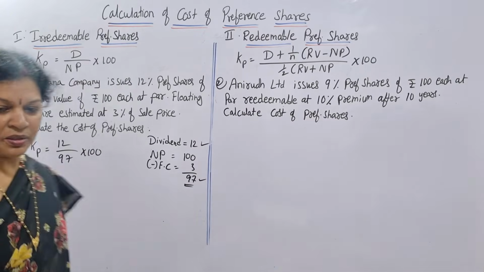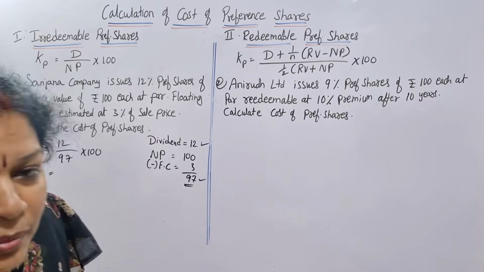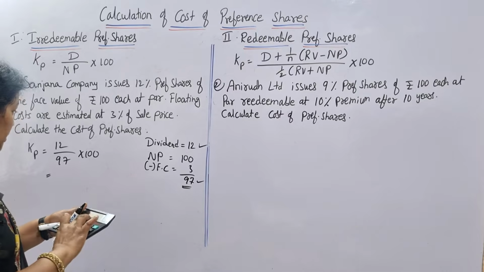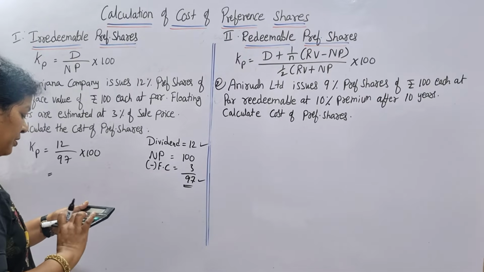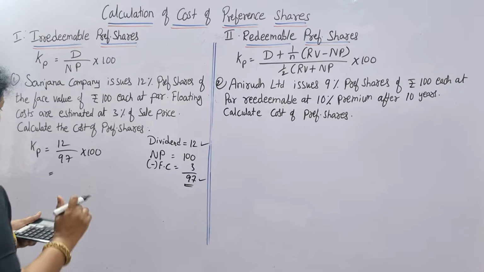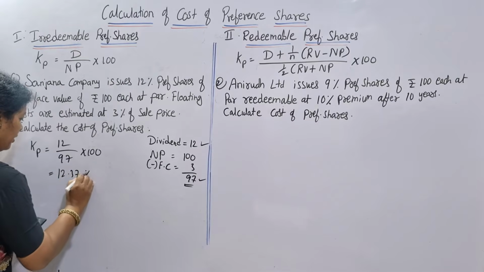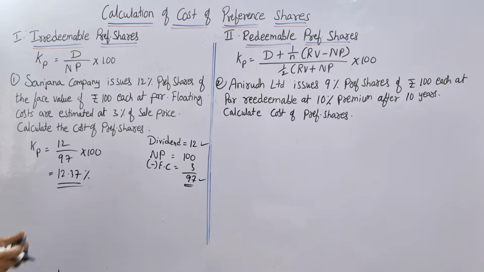1200 divided by 97. Put it on the calculator and tell me. I can't hear you. 1200 divided by 97. It comes to 12.37. 12.37 is the cost of preference shares.